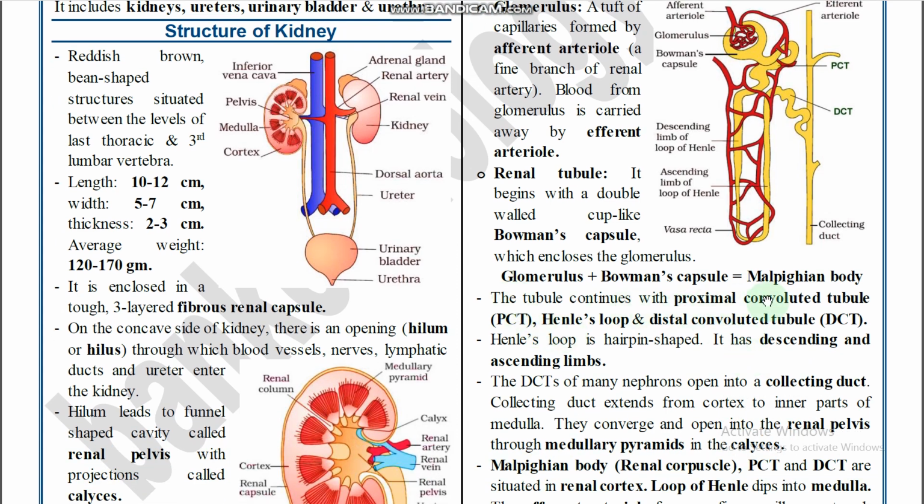The tubule continues with the PCT, the proximal convoluted tubule, the loop of Henle, the distal convoluted tubule, and the collecting duct. The proximal region has convolutions, and the distal end region is the distal convoluted tubule. In between is the U-shaped loop of Henle, with a descending limb and an ascending limb. Finally the DCT opens into the collecting duct.